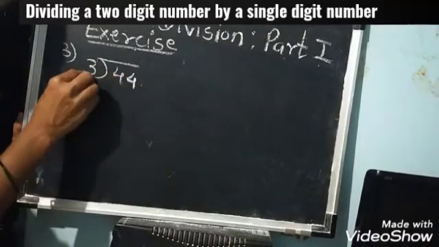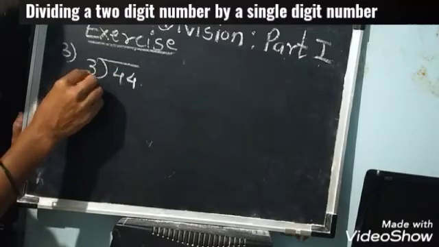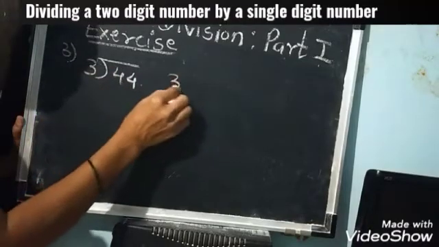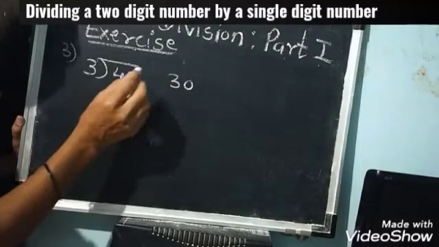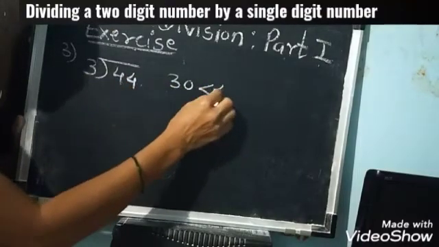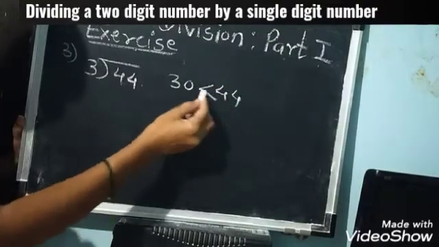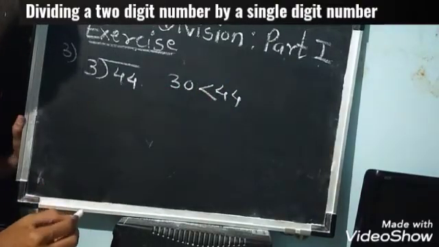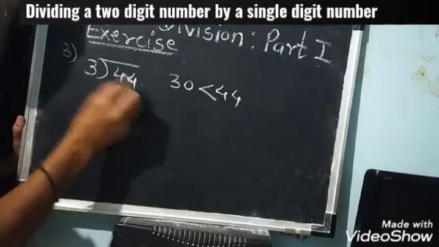See, now which table do we have to see? Say here 3. 3 tens are 30. Then this 44 is bigger than 30 or smaller than 30? 44 is bigger than 30. Right? So we have to divide separately.